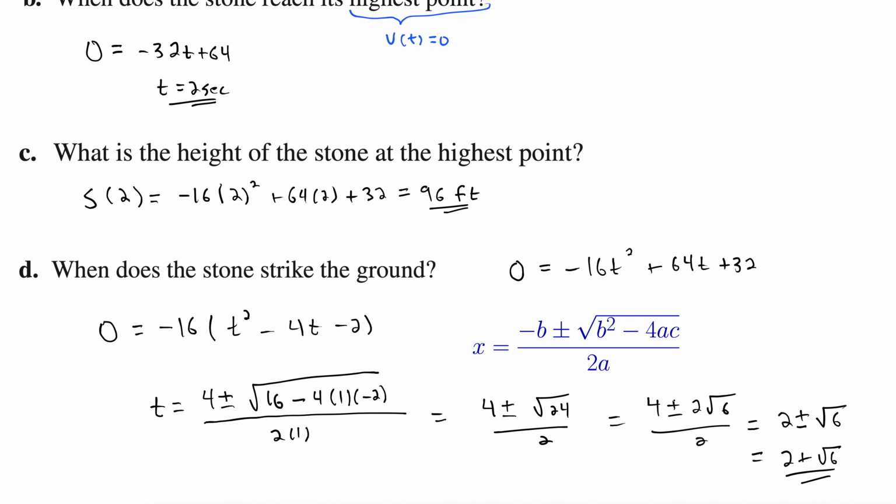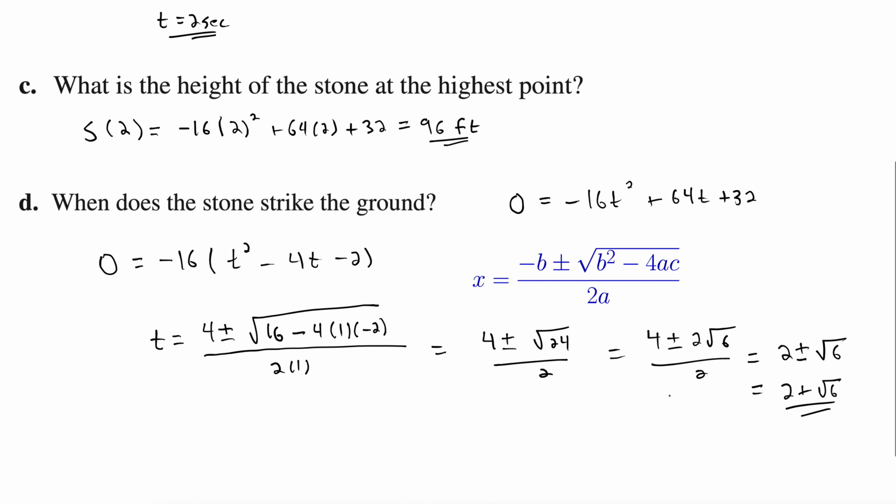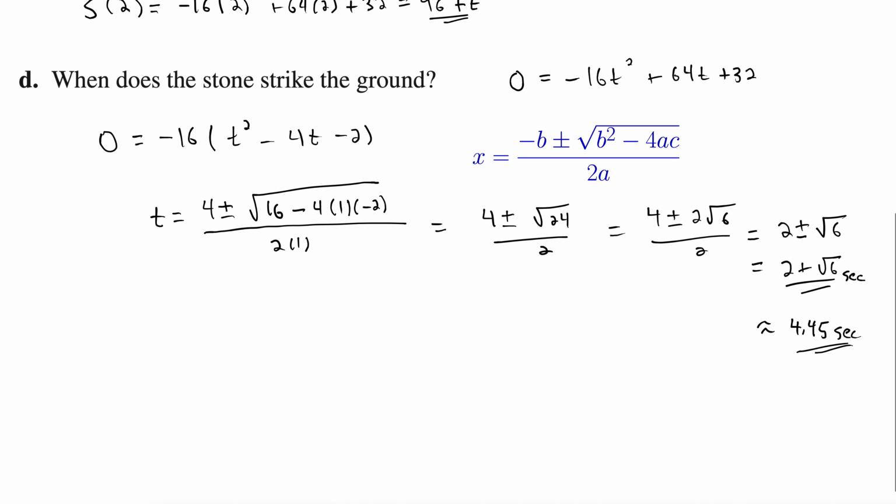And if we wanted a decimal approximation, that might be useful here too. So let's do that. That comes to about 4.45 seconds. So we should label both of these. Okay, there we go. Okay, moving on to part E.